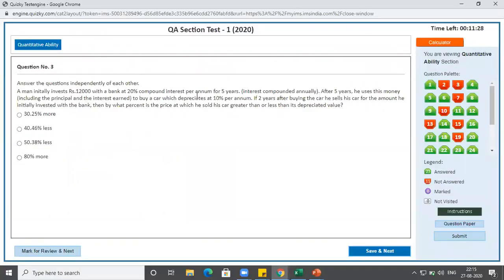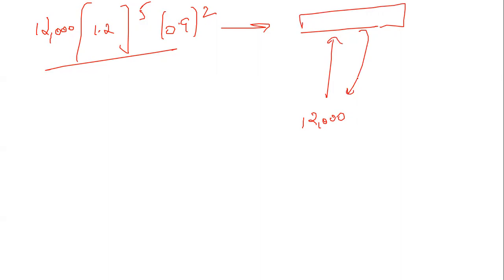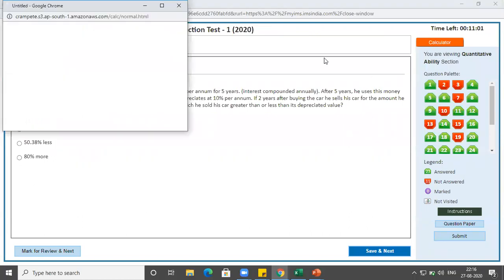So I invested 12,000 at 20% compound interest, so 1.2 for how many years? 5 years. Okay, I took this money and used it to buy a car. Now this money is getting depreciated by 10%, so 0.9 of this, and after 2 years I sold it. Whatever this money is, I sold it at 12,000 rupees. I have to find out by what percentage less I sold it. Okay, so this is the calculation I have to do. 1.2 to the power 5, 0.9 squared. Okay, so this is 0.81. 1.2 to the power 5, I'll have to use a calculator.